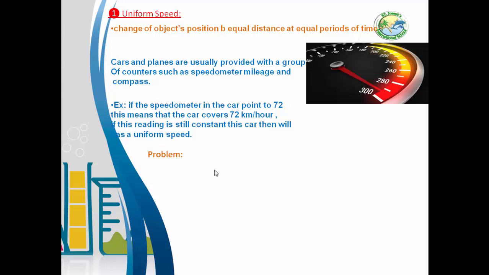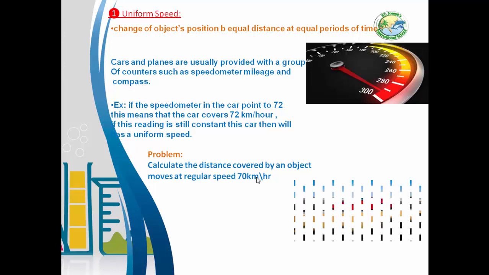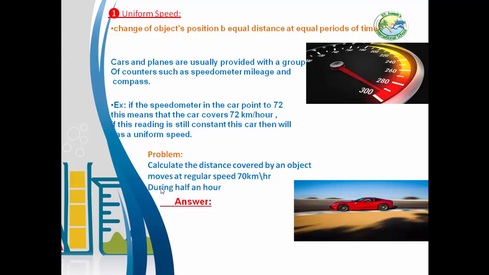For example, calculate the distance covered by an object that moves at a regular speed of 70 km per hour during half an hour. We have the speed and we have the time, and he is asking me to calculate the distance. Can you tell me how we can calculate the distance?